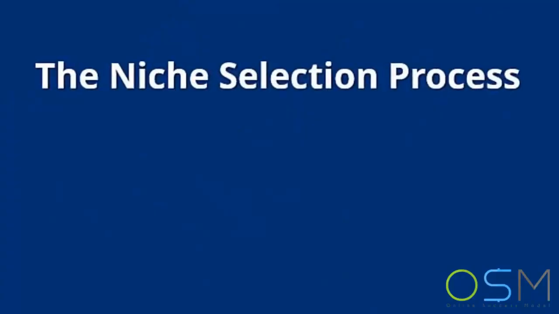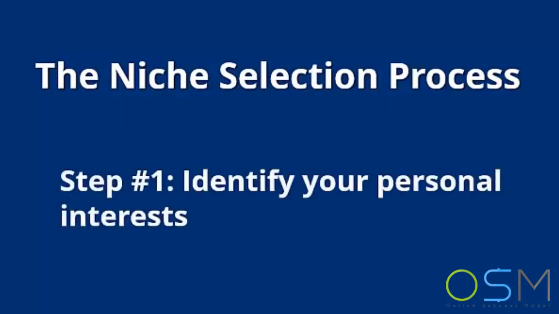Now, here's the niche selection process. Step 1. Identify your personal interests. Just think about what's in your head right now, what you're passionate about, and list down all the topics and themes. Ask yourself, if I wasn't getting paid anything to do this, would I still enjoy talking about it? Now, the reason you want to do this is because you don't want to lose passion. And if you choose something that you don't really enjoy talking about or being involved in, then you can run out of this passion really soon. And if that's the case, you're not going to enjoy this.